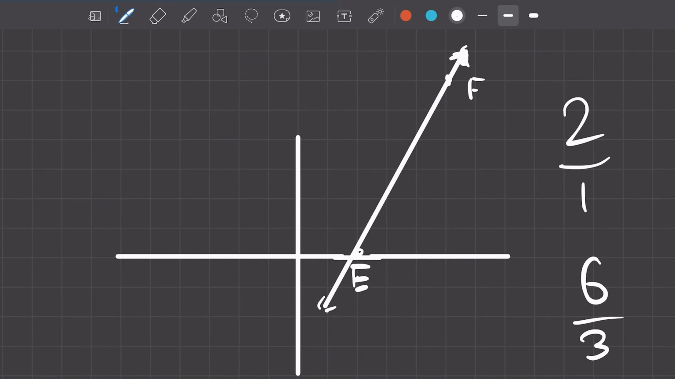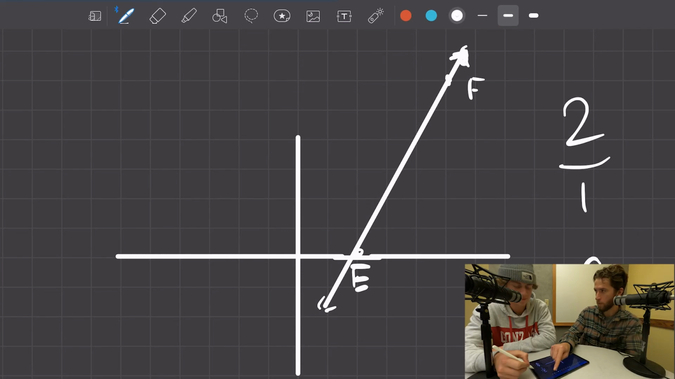Exactly right. And if you simplified this, what is 2 divided by 1? 2. And what is 6 divided by 3? How many times does 3 go into 6? 2. How many times does 1 go into 2? 2, right? And this could also be up 8 over 4. You'd be right on the line.